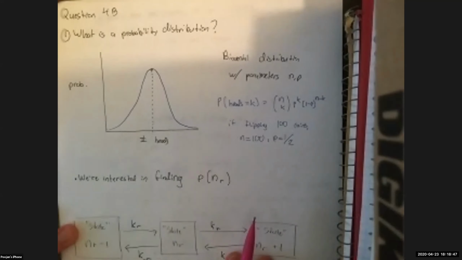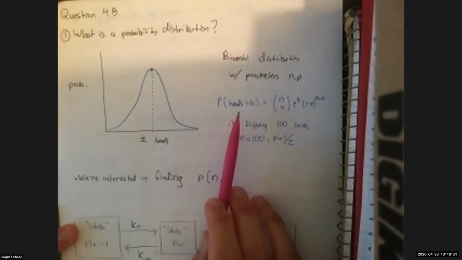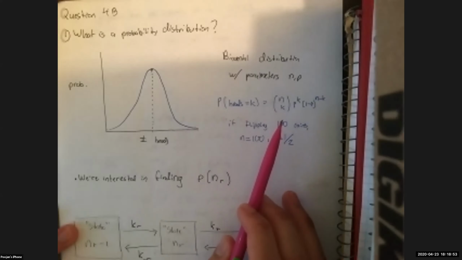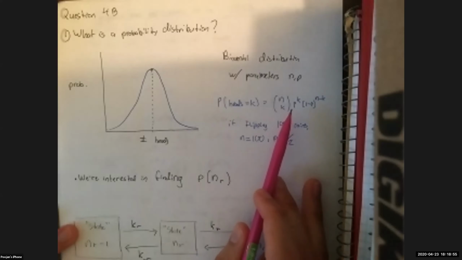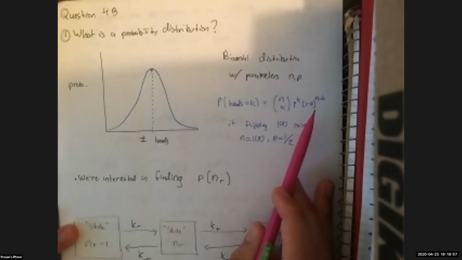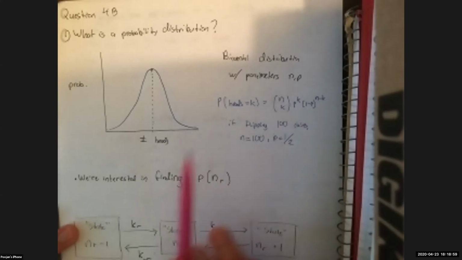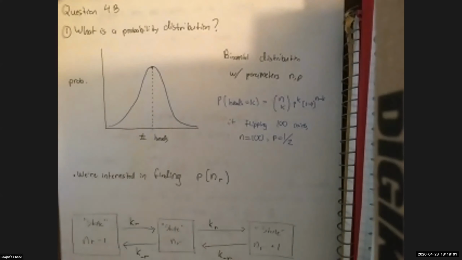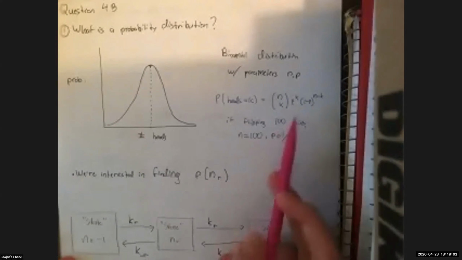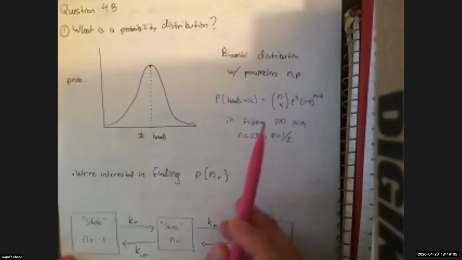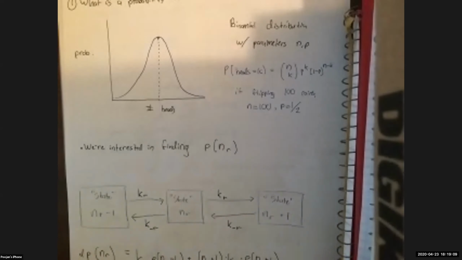I'm going to wait for the camera to focus a little bit, but in case you can't see it, the probability that you have k heads is equal to n choose k times the probability to the power of k times 1 minus the probability to the power of n minus k. Because this is a coin flip, the probability is just 1/2, so this term would be 1/2 to the power of n. However, what we want to do for the context of problem 4 is find a probability distribution for the number of RNA molecules at steady state.